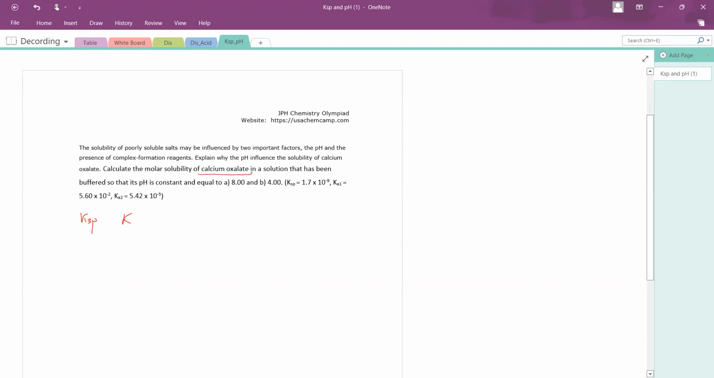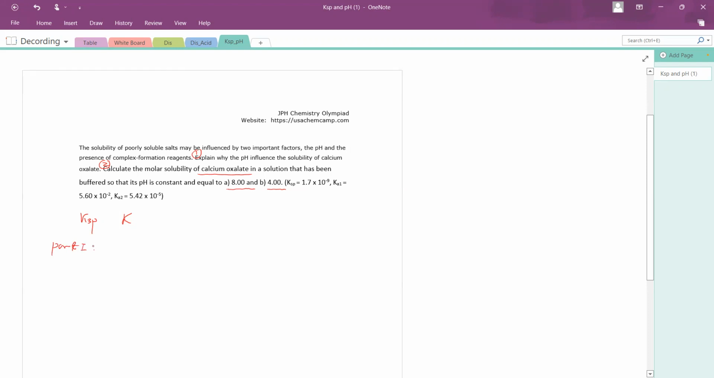Now, let's look at calcium oxalate as an example. In this question, we have two parts. In part one, we are going to explain qualitatively how changing the pH affects solubility. Part two, quantitatively, we calculate the effect of the change of the pH on the solubility. Here, I choose two different pH, pH 8 and pH 4. Now, let's go to part one first.